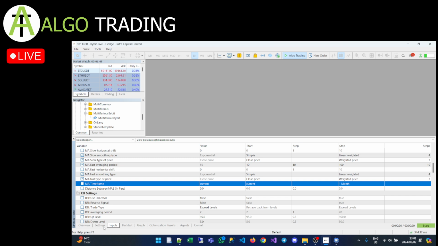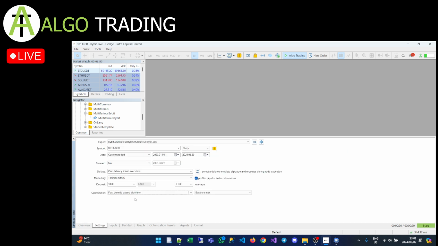Okay, so let's run our backtest. So we've got our fast genetic algorithm. We're going to use a 1-minute OHLC. See, I use fast genetic now, but then if I want to fine tune a couple of the parameters, then I would use the slow complete. But fast genetic generally finds your perfect optimization. Okay, so I'm going to run on BTC, I'm going to run on daily. I'm going to have an initial deposit of $1,000 and let's go.